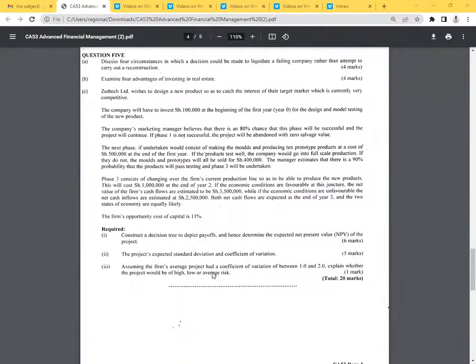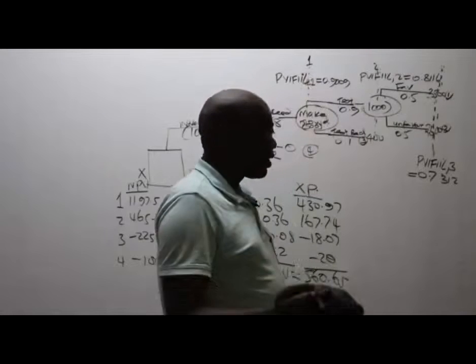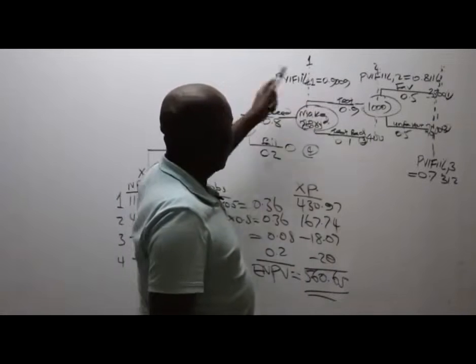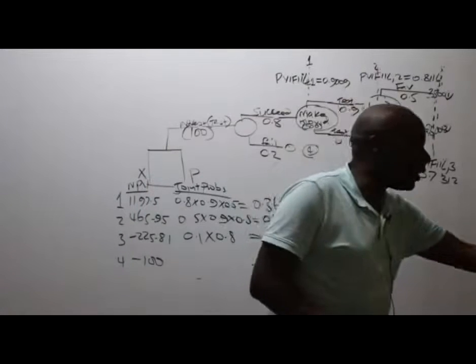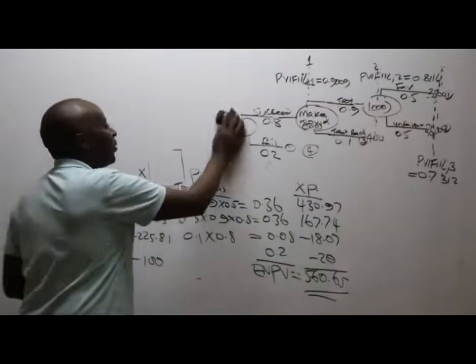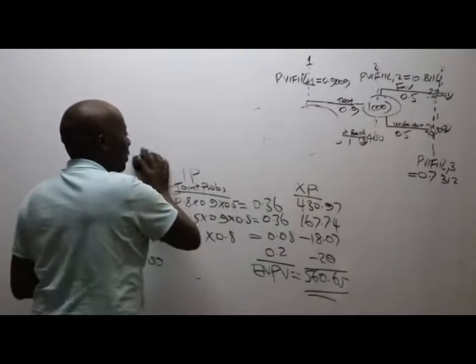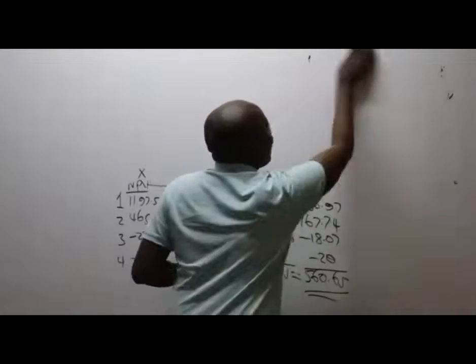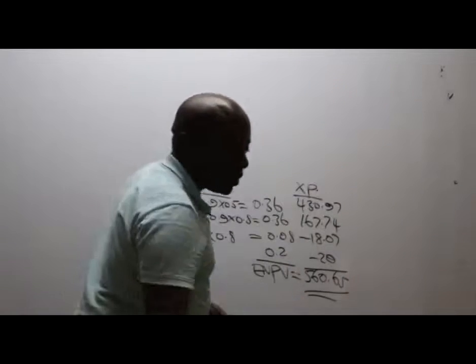Let's look at number 2. They want us to give them the project's expected standard deviation and the coefficient of variation. Now, those are 5 free marks, but unfortunately, if you don't get this diagram and every other thing correct, even the expected net present value cannot be correct, so the expected standard deviation cannot be correct. But fortunately, my students know the formula.